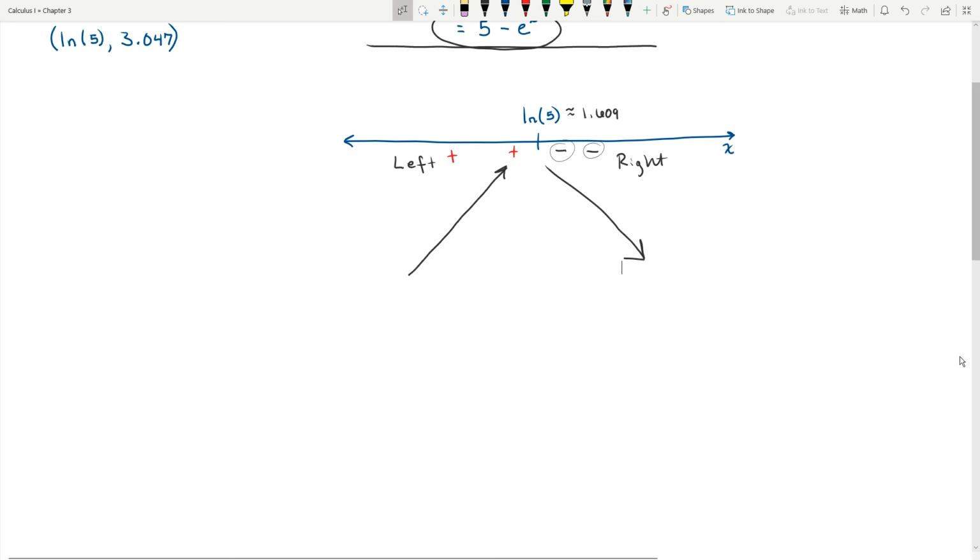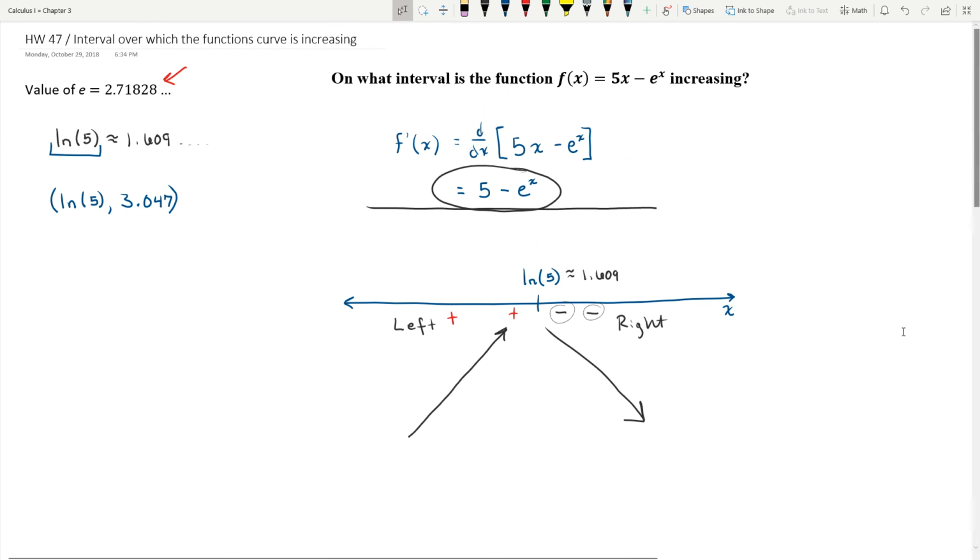This question only asked us on what interval is the function increasing? Well, there's some things that we found. We found that there's only one point which this function has a horizontal tangent. We found that it is the point ln of 5, 3.047 for x and y. So that's the only point at which this function is changing.